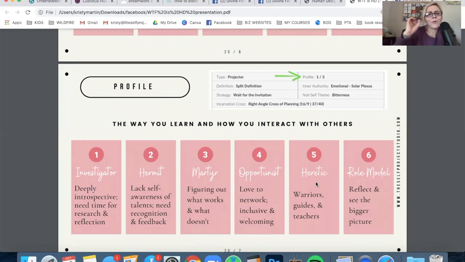Number 6, you're a role model. You like to reflect and see the bigger picture, and you may not see the role model aspect of your life come out until like way later on in life. So I've read a little bit more about the role model. And it kind of talks about how you almost have like this almost like a hermit's journey, or I don't know what else to call it, before you come around and then you can share your wisdom and then be that role model later on in your life.